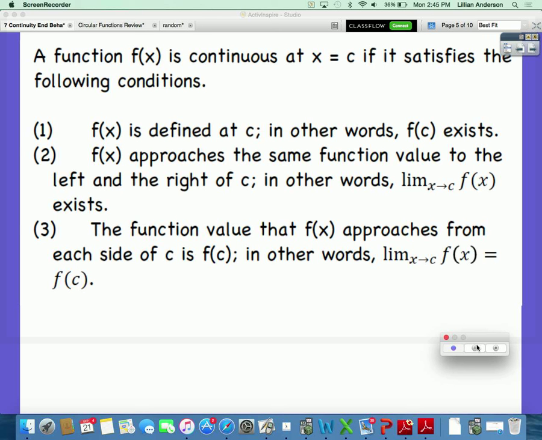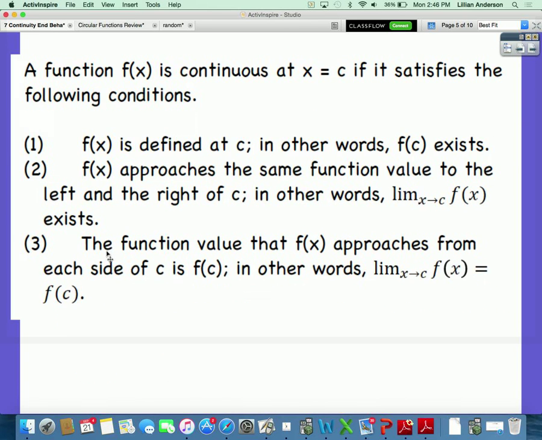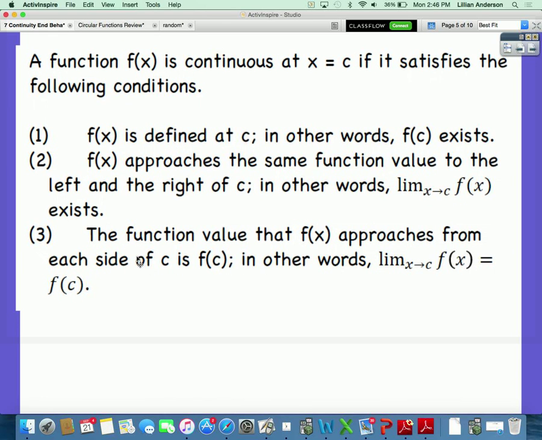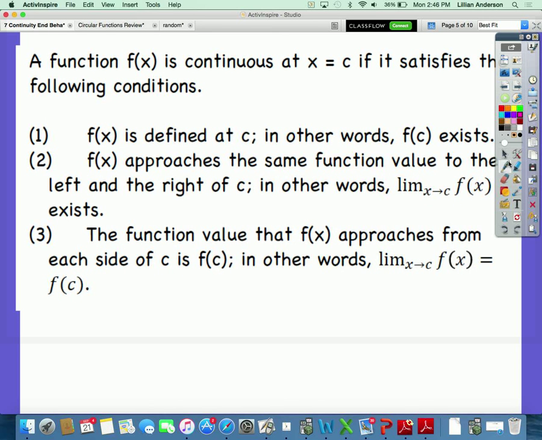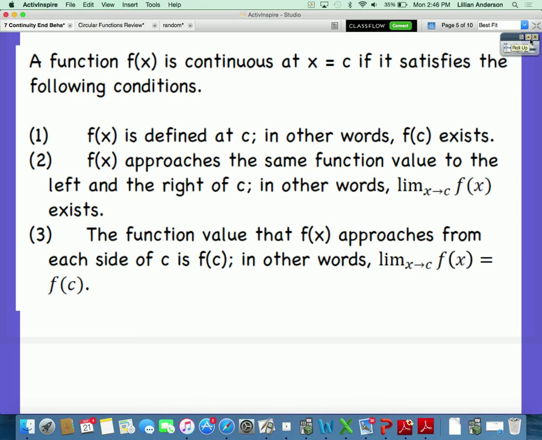Now, number 2, f of x approaches the same function value to the left and to the right of c. So in other words, the limit as x approaches c of your function exists. So if you look at a particular function, when it means approaches the same function value to the left and to the right, okay? What kind of function is this? It's quadratic, okay? And let's say that this right here is 2.